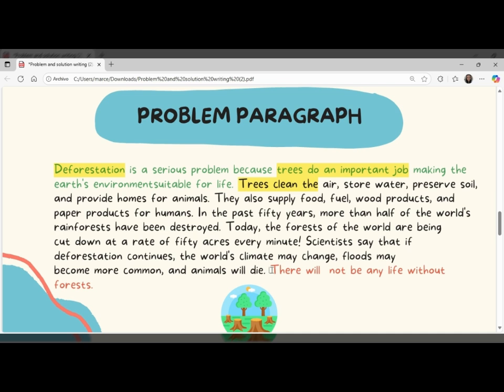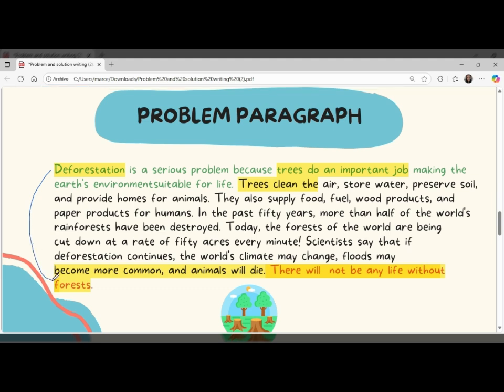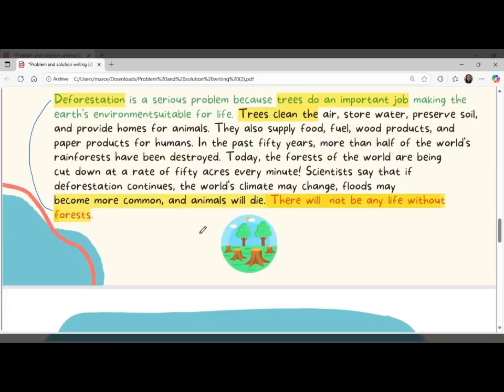Remember that when you have a paragraph, you need to conclude with a sentence that makes an impact on the reader's mind. In this case, I decided to end the paragraph using this expression: there will not be any life without forest. So I'm making a connection between the concluding sentence and my topic sentence at the beginning of the paragraph. I'm making a connection between these ideas, and here I'm giving a message to the reader so they know the seriousness of deforestation.